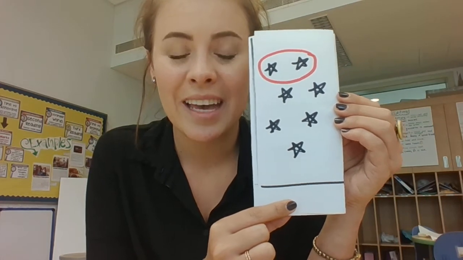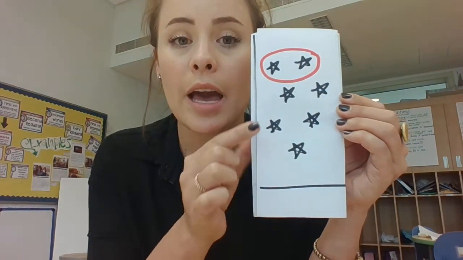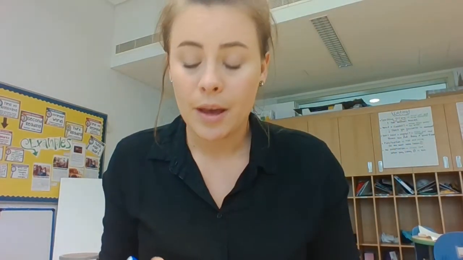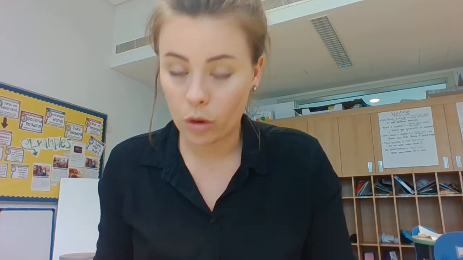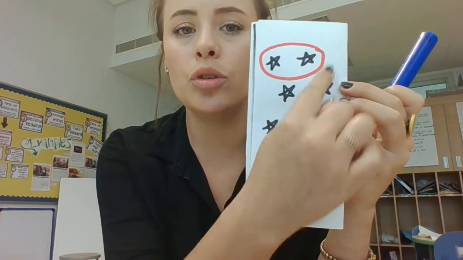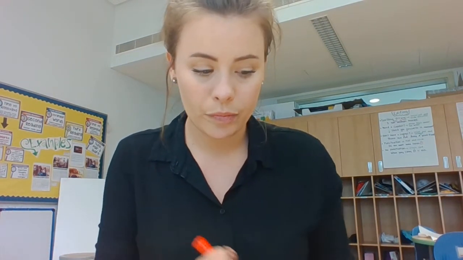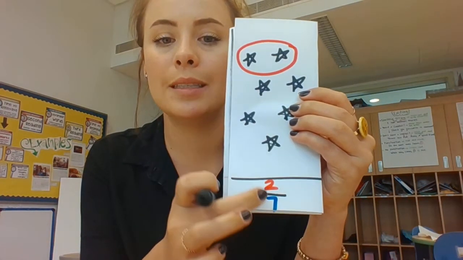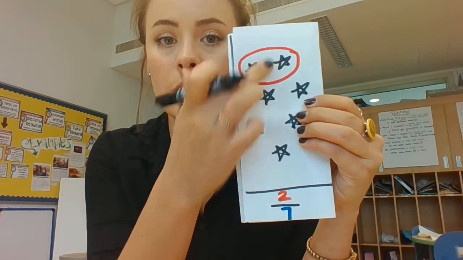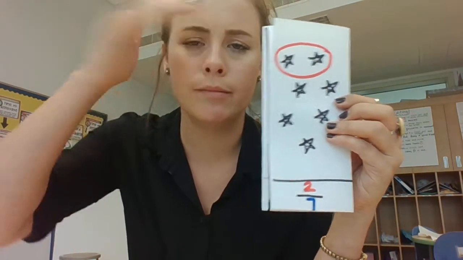Could you get it? I see 7 stars, 1, 2, 3, 4, 5, 6, 7. And so the total number is 7, meaning my denominator, or the total, should be 7. I see 2 of these stars are circled. That makes me think, my numerator should be 2. This model represents 2 sevenths. Did you get it? If you did, give yourself a kiss on the brain.